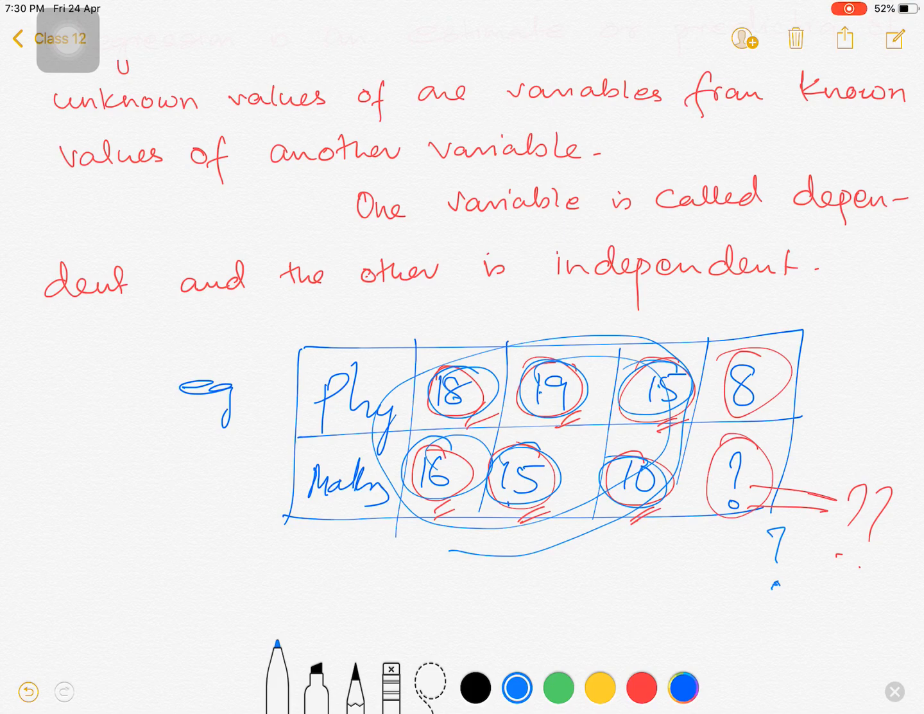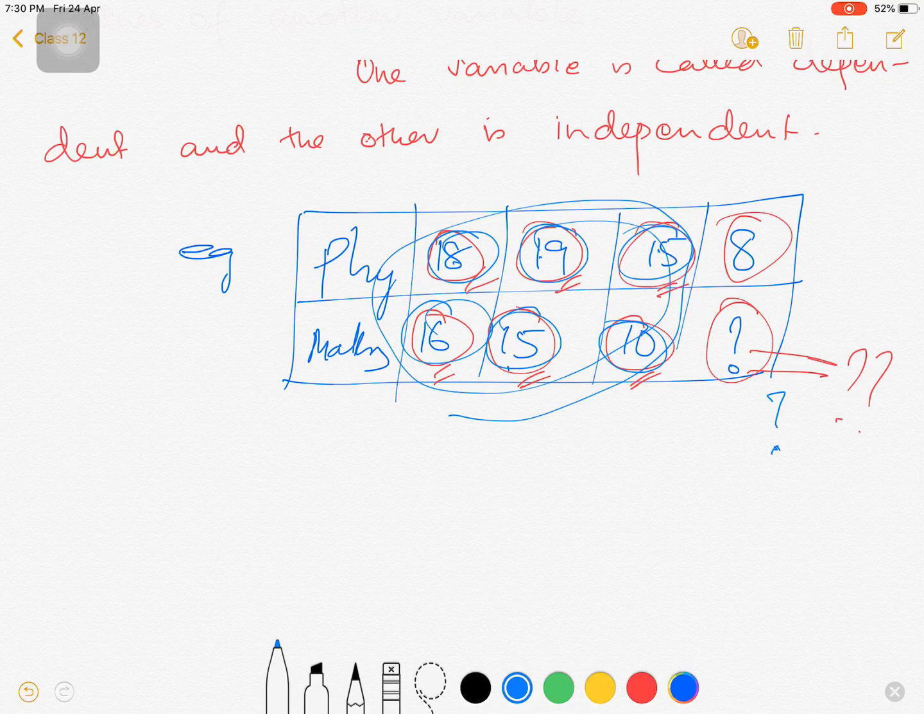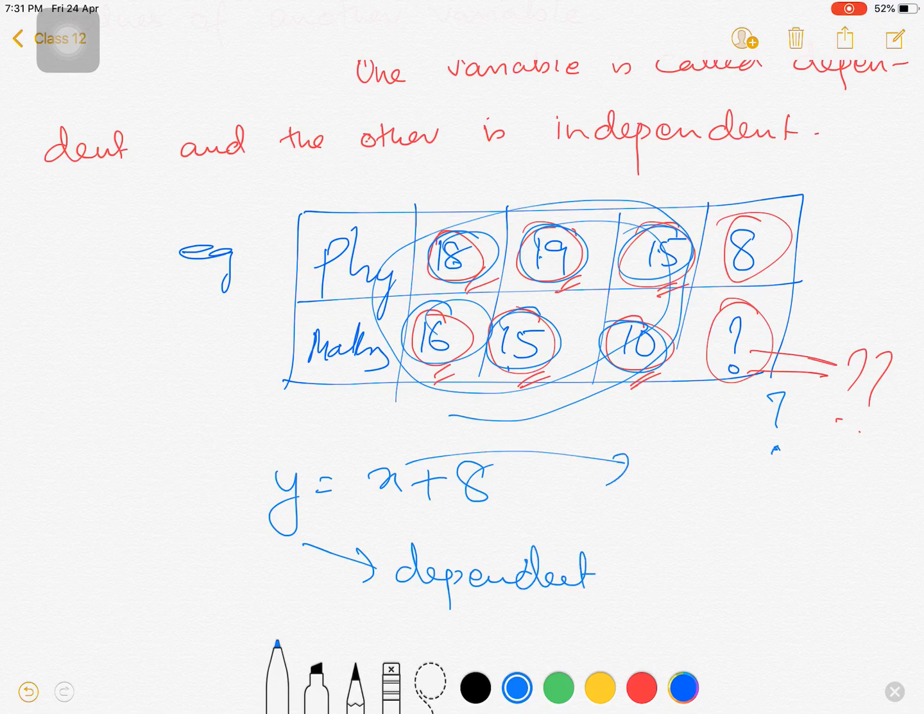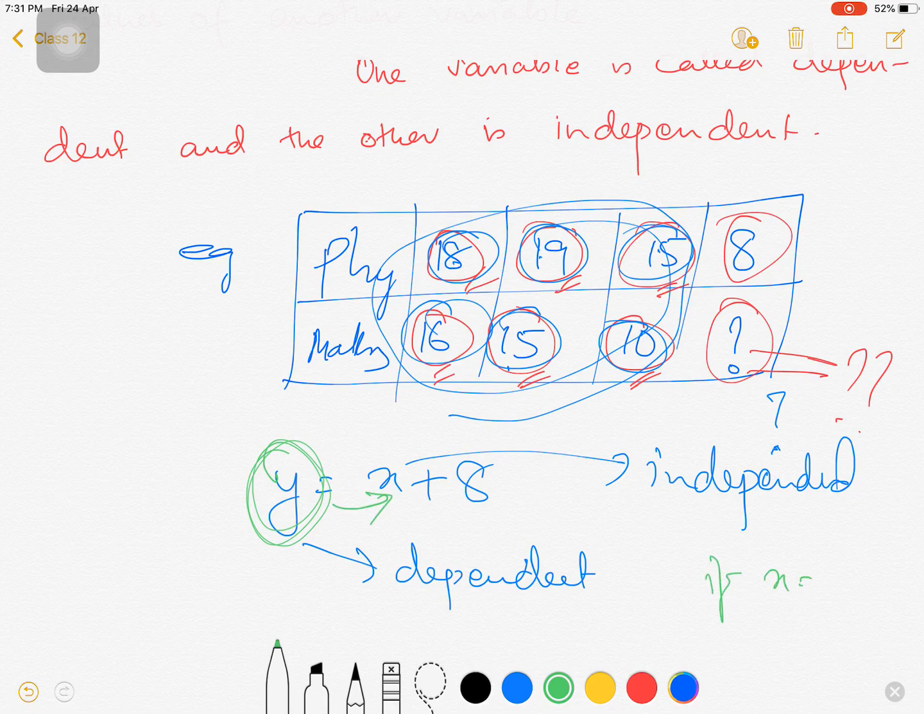Great. Regarding independent and dependent, suppose y equals x plus 8, then y is called the dependent variable, and x is called the independent variable. Why? Because the value of y depends on that of x. For example, if x is 1, then y would be 9.